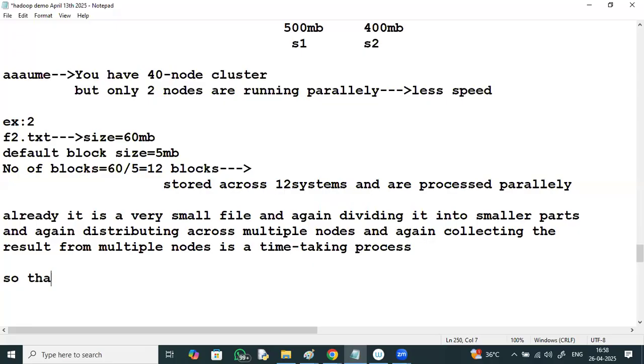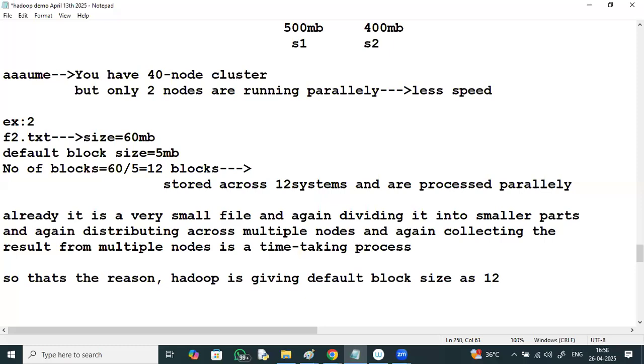So that's the reason Hadoop is giving the default block size as 128 MB, which is not too big and not too small. The default block size should not be too big or too small. So that's the reason Hadoop is giving the default block size as 128 MB. 128 MB blocks we are going to get.